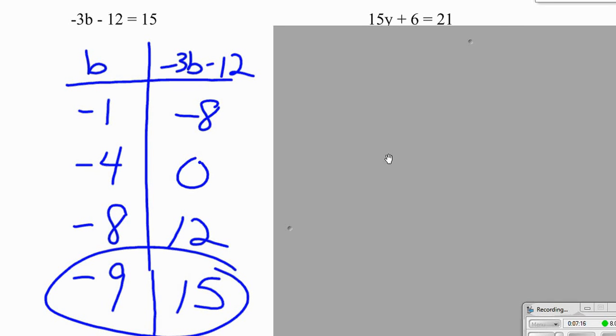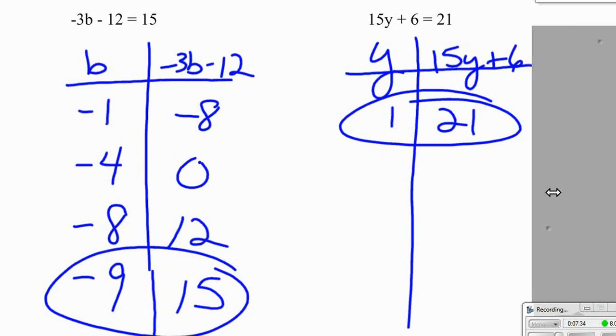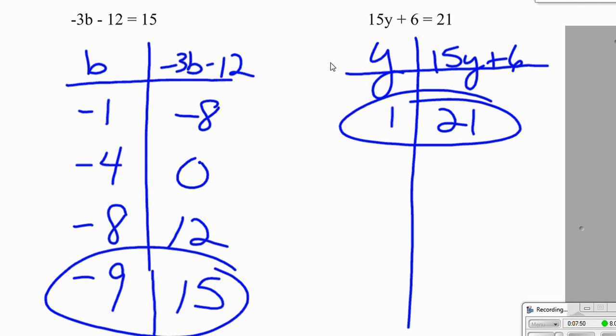Here's another one. 15 times y plus 6 equals 21. On this one, since our answers and all of our coefficients and our add-in here is all positive, I started with +1 instead of negative. I made a chart again. I put in 1 for y. 15 times 1 is 15 plus 6 was 21, and got the answer right away. So the chart can be used to help you organize and keep track of your guesses and checks.